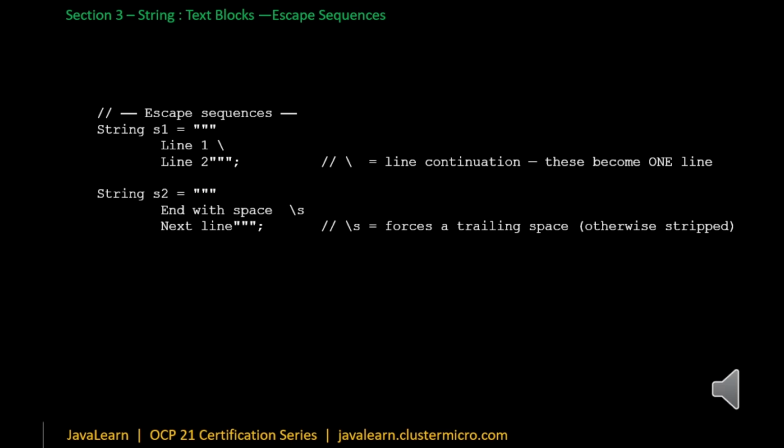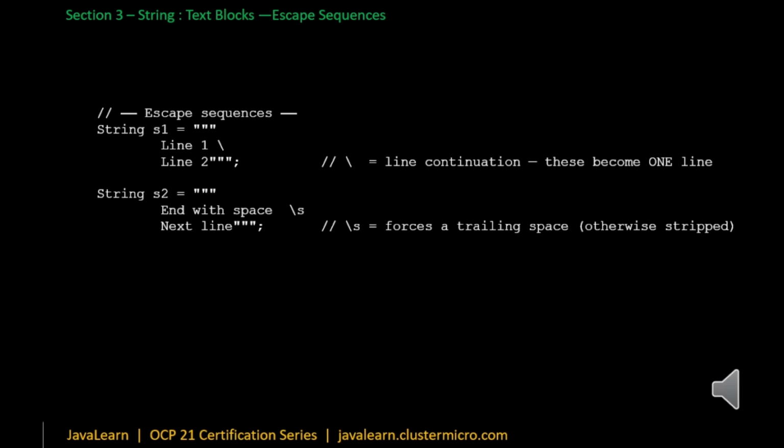So this is very useful when you have a very long line of text. You want to break it across two physical lines in your source code for readability without actually having a new line in the resulting string. Okay, then we have the backslash s, right?